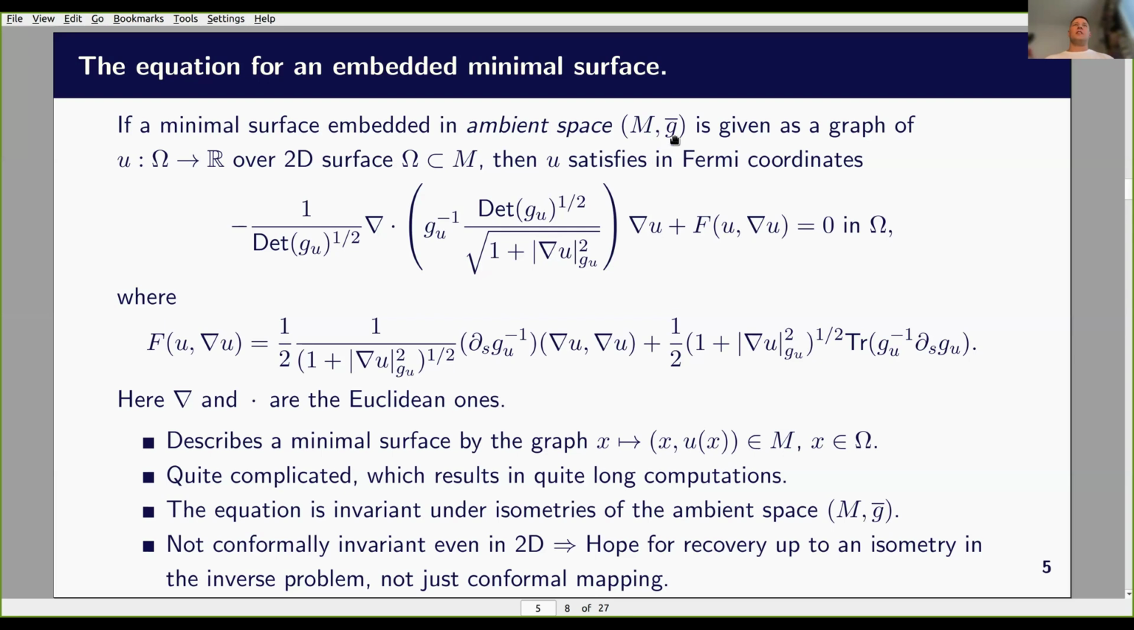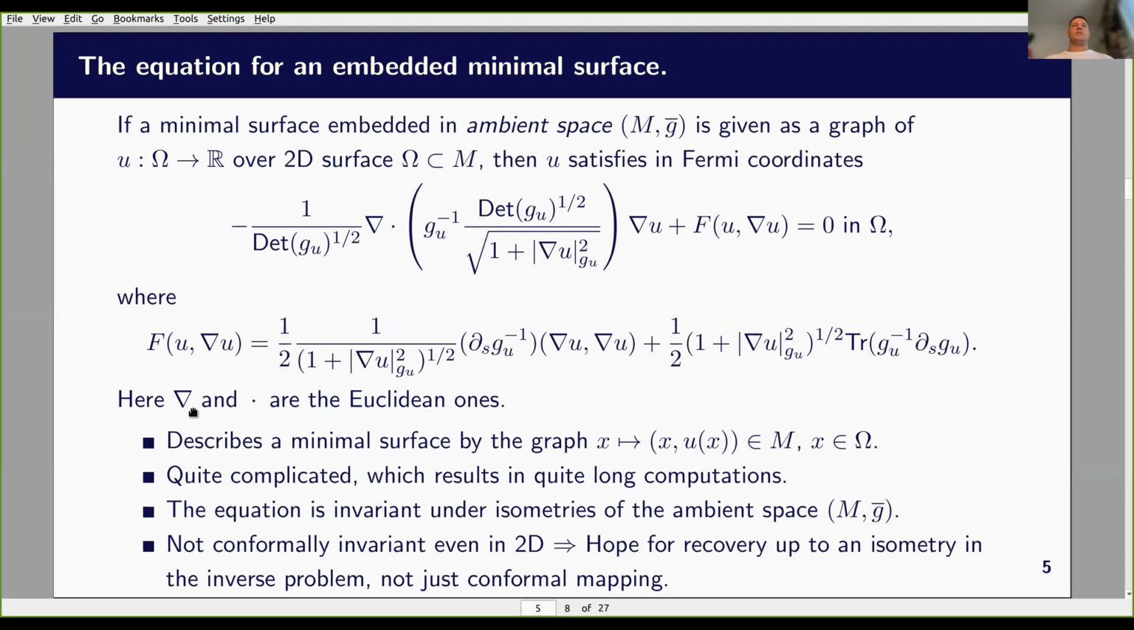If a minimal surface is given as a graph of a function u over a two-dimensional surface omega, then the graph is a minimal surface if u satisfies in the Fermi coordinates the following equation. So the equation, as you see, looks a bit complicated. So let me try to walk you through that. So it has two components. The first one is something which looks a little bit similar to what we had in the Euclidean space. The only difference to that is that we have some kind of coefficient matrices inside. But this equation also has a different part, an additional part, which is F(u, gradient u). And the F(u, gradient u) has this kind of formula, which you see here.